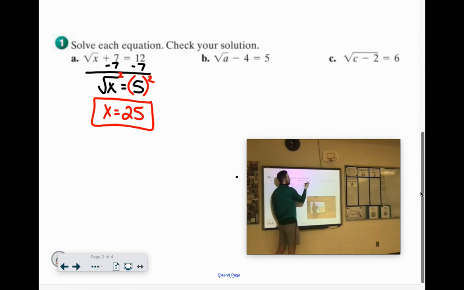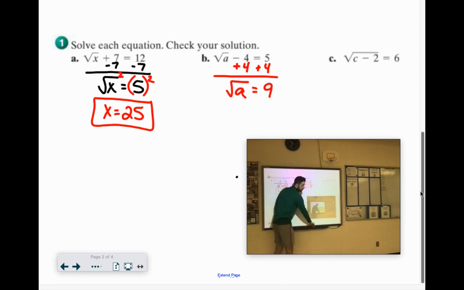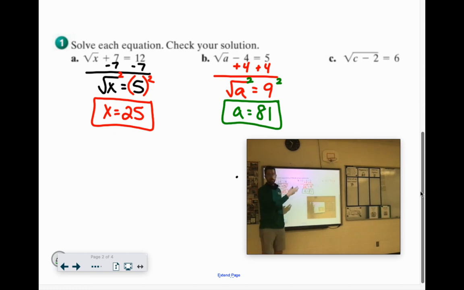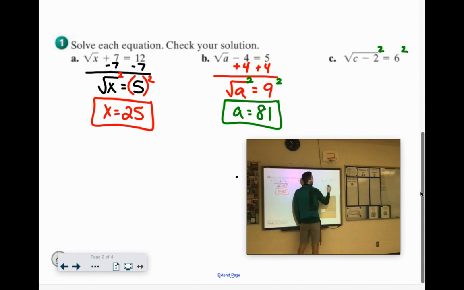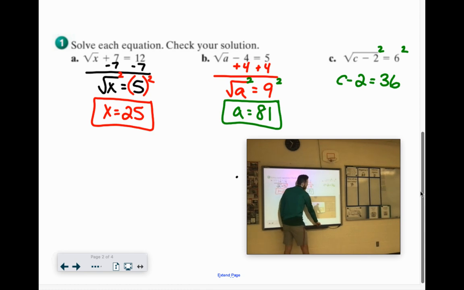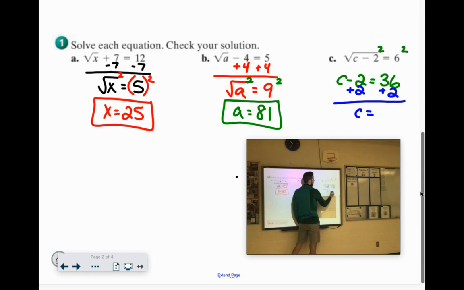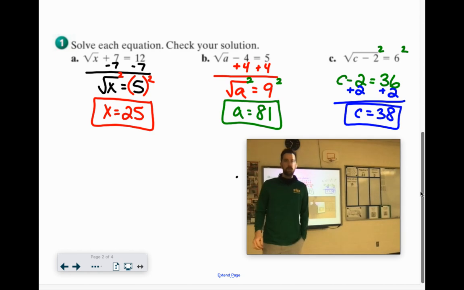We have to isolate the square root, so we need to get rid of the minus 4 first. Square root of a equals 9, and then we square both sides. A equals 81. The last one, the square root's already by itself, so we can square both sides. The square root just drops. 6 squared is 36. Then we get rid of minus 2 by adding 2 to both sides. C equals 38. Cool. That wasn't too bad. Not too bad at all.